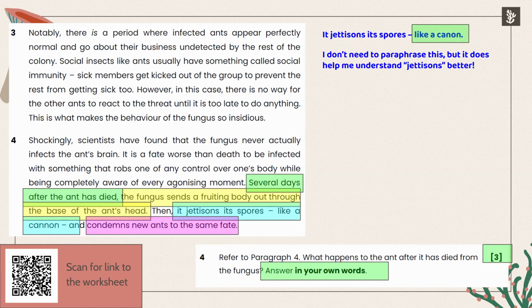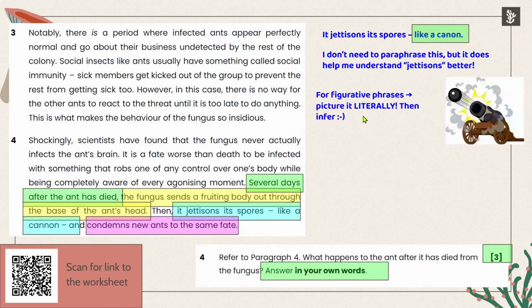And I will say that the fact that I have this image of a cannon here helps me understand what jettisons is. My tip for you, and this is again for your summary as well, when it comes to figurative phrases, picture it literally and then you infer from there. Same for any language questions for your narrative or expository comprehension. Imagine it literally first and then you infer from there. That will give you a sense of what to put in your final answer.